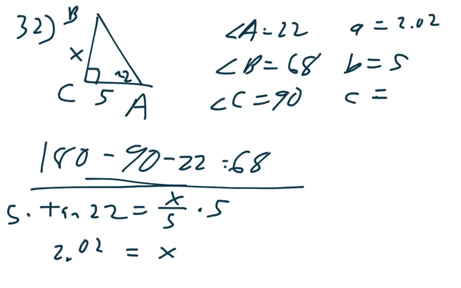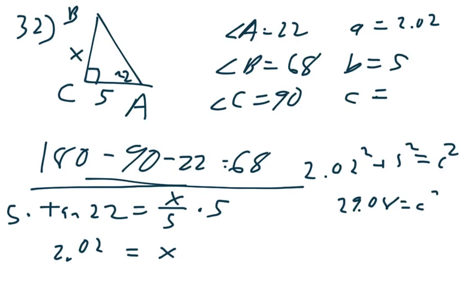And then I can do the Pythagorean theorem. 2.02 squared plus 5 squared equals c squared. And that gives me 29.08. And the square root of that is 5.4.